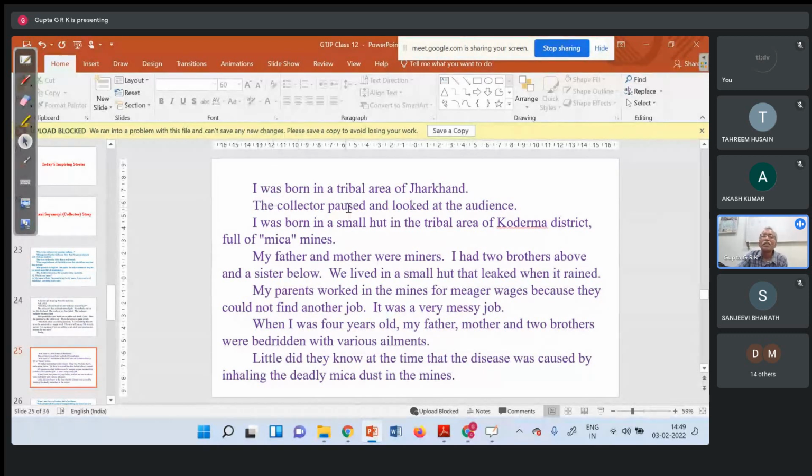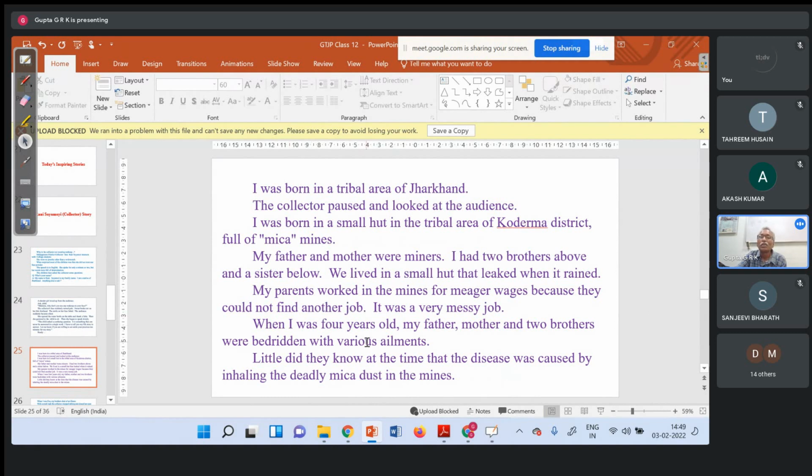She tells, I was born in a tribal area of Jharkhand. The collector paused and looked at the audience. I was born in a small hut in the tribal area of Kodarma district, full of mica mines. My father and mother were miners. I had two brothers above and a sister below. We lived in a small hut that leaked when it rained. My parents worked in the mines for meager wages because they could not find another job. It was a very messy job.